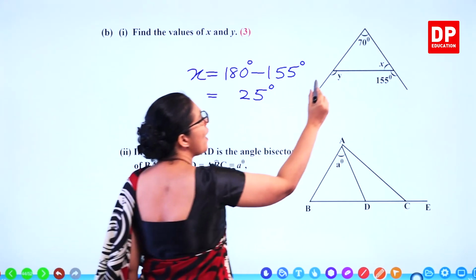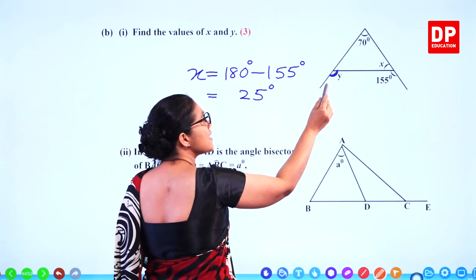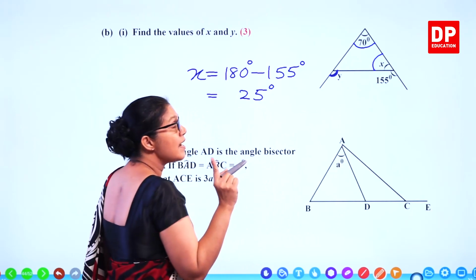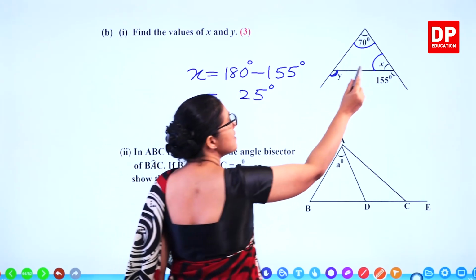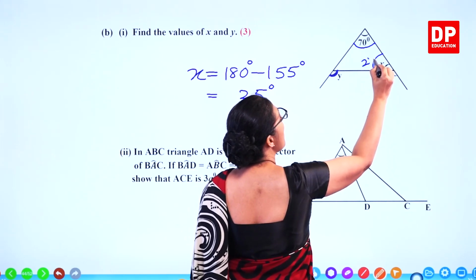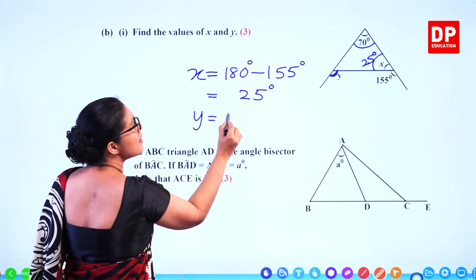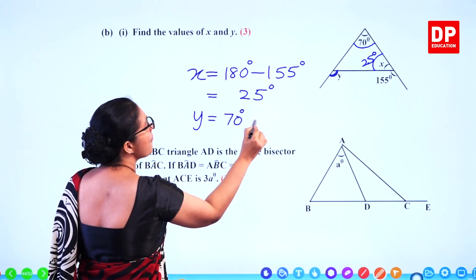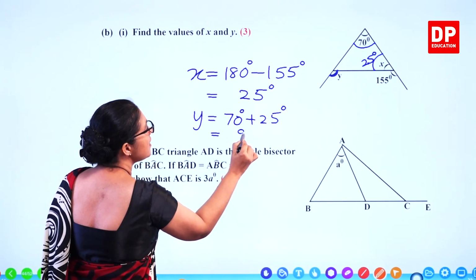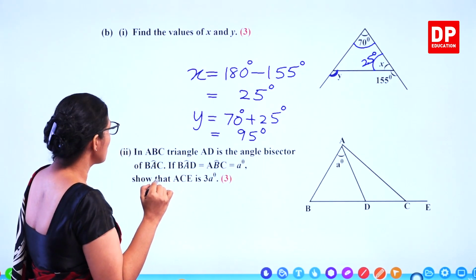How do we find out the y value? So this is y. Look at it carefully. This is the exterior angle, and these are the 2 interior angles. So interior angles add up to the exterior angle. So we found this is 25. So what is y? Y value is 70 plus 25. That's 95 degrees. Let's do the next one.